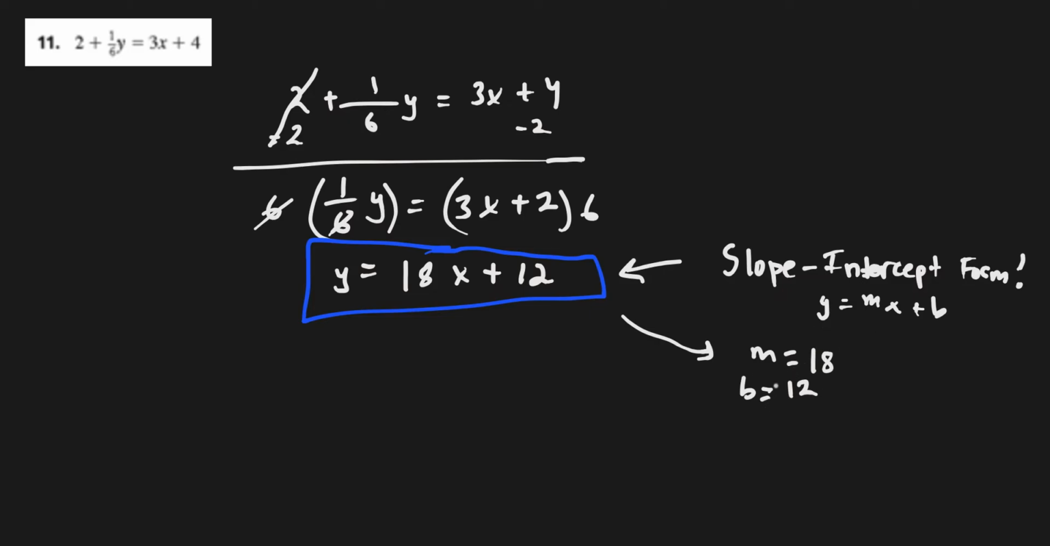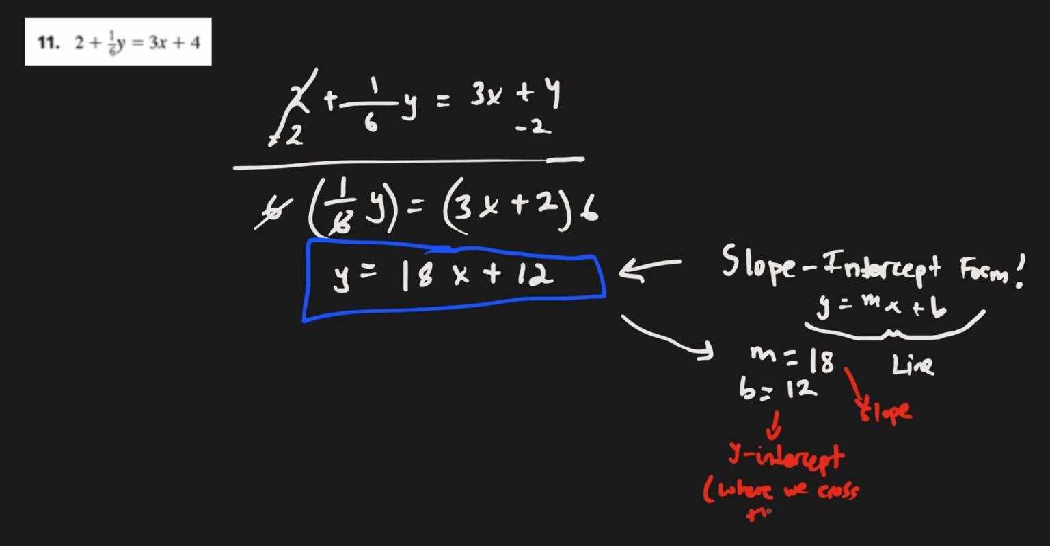Now, why is this specific form really useful? Because y equals mx plus b is the equation of a line. I will be covering this in detail in future videos. So this is a line, and m is the slope of this line. And b is the y-intercept, or basically where we cross the y-axis. So yeah, that's super useful.